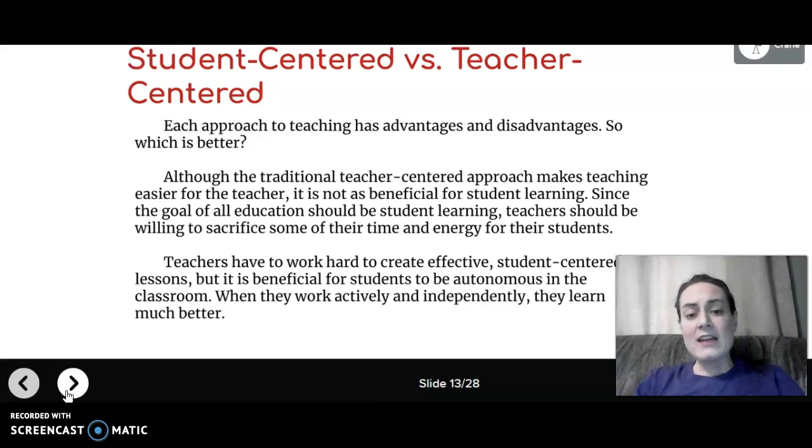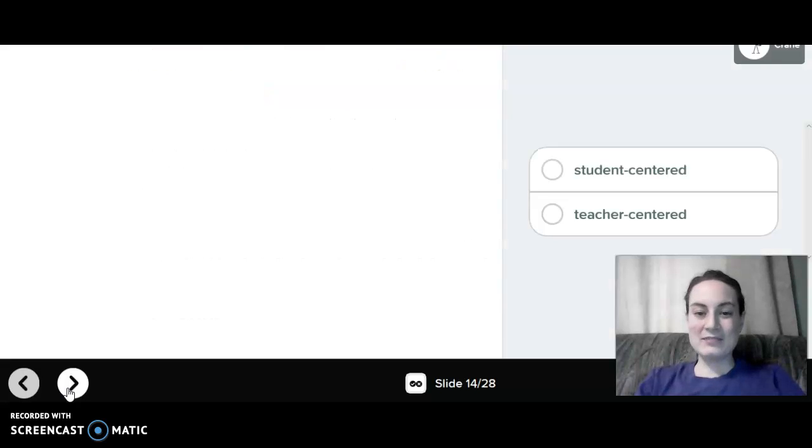Student-centered versus teacher-centered: each approach to teaching has its advantages and disadvantages. So which is better? Although the traditional teacher-centered approach makes teaching easier for the teacher, it is not as beneficial for student learning. Since the goal of all education should be student learning, teachers should be willing to sacrifice some of their time and energy for their students. Teachers have to work hard to create effective, student-centered lessons, but it is beneficial for students to be autonomous in the classroom. When they work actively and independently, they learn much better.